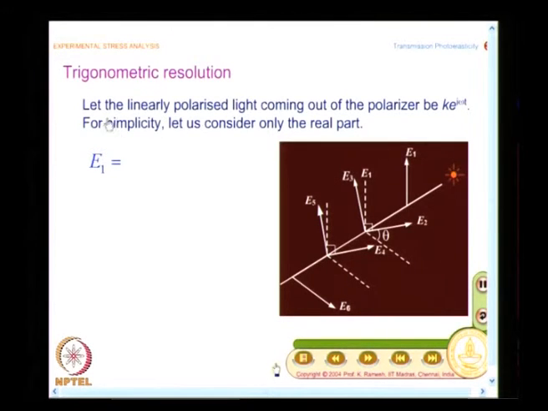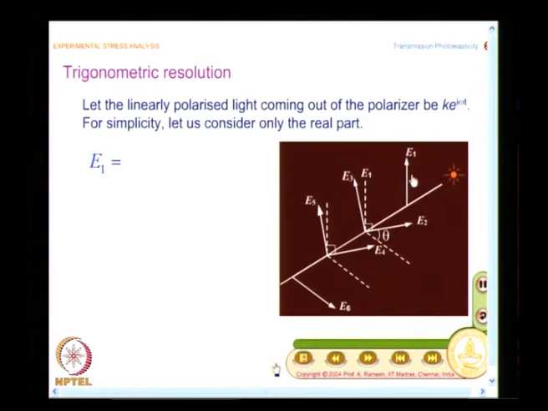and find out what is the equation of intensity of light. For that we need to go and develop the mathematics, and the simplest way to do it is a trigonometric resolution. And what we will do is, let the linearly polarized light coming out of the polarizer in general be k e power i omega t, because I can have cos omega t and sin omega t terms. For the purpose of this discussion, we will consider only the real part. When we go to Jones calculus, we will retain it as k e power i omega t.